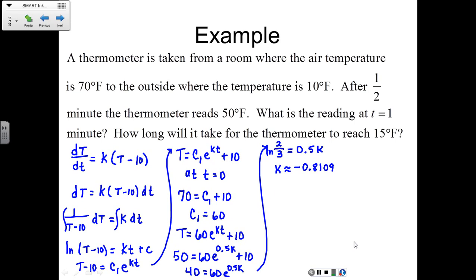Update your model. Temperature is equal to 60 e to the negative 0.8109 T plus 10. So your model is complete now. So look at these two questions. I'm going to name one of these questions. What is the reading at T equals 1 minute? I'm going to say that's question A. And how long will it take the thermometer to reach 15 degrees? I'm going to call that question B.